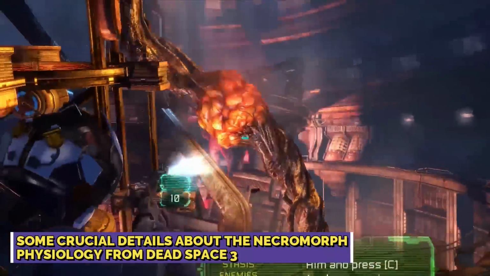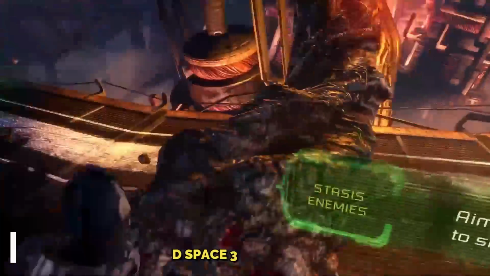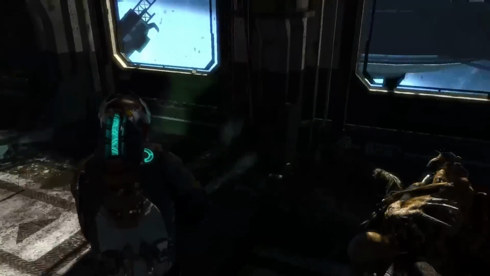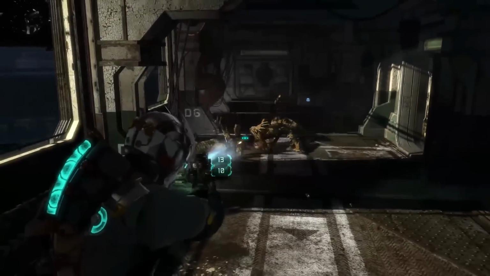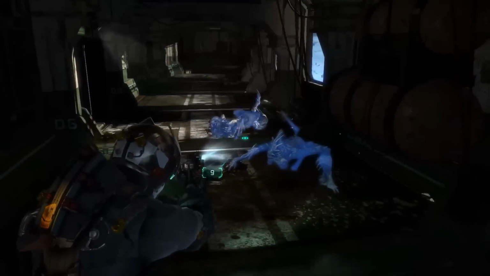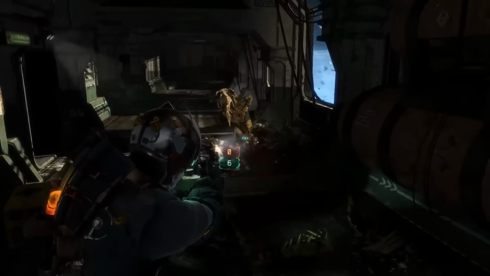Some crucial details about the Necromorph physiology from Dead Space 3. In Dead Space 3, a lot of the Necromorphs were left to their own devices for very long periods in the absence of prey. They often curled up in a patch of the corruption and tried to conserve their energy until a new victim showed up. However, this process took years, and the Necromorphs often ended up developing a fungus-like texture on their body.